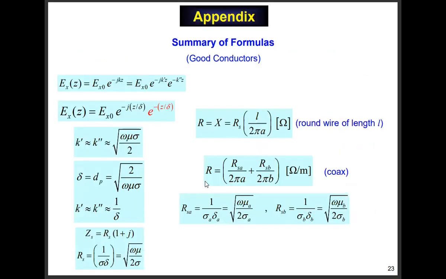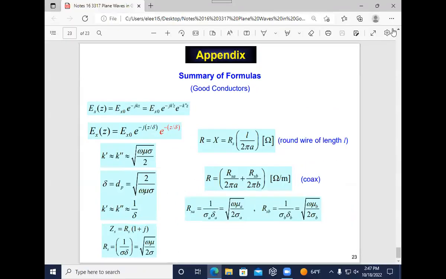As usual, there is an appendix summarizing the most important formulas. But other than that, that's pretty much it. So let me close it down here. Any questions on any of that?